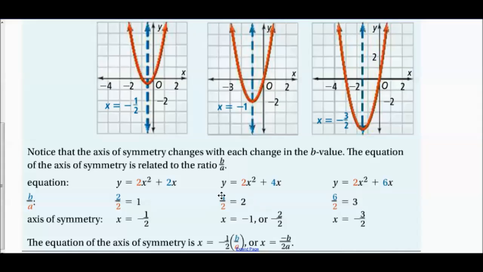Let's go to the second one. 4 over 2, the b term over the a term is 2. But somehow 2 ends up becoming negative 1. The third one, 6 divided by 2 is 3, but 3 leads us to the axis of symmetry of negative 3/2. How each of those are changing is you are multiplying b over a by negative 1/2. Or you can put this together instead of multiplying the two fractions, as you take the negative b term and you divide it by 2 over a.